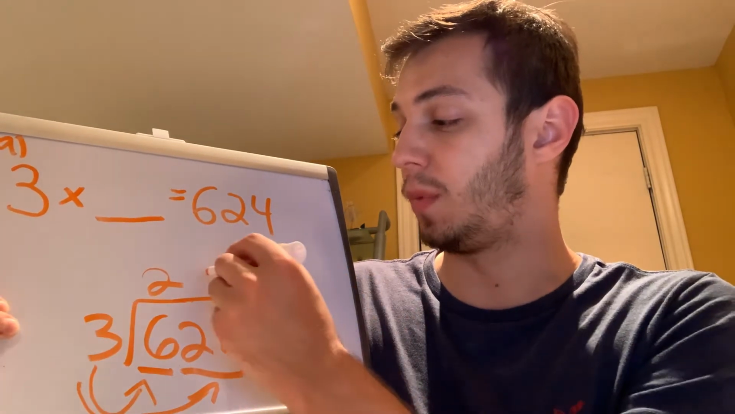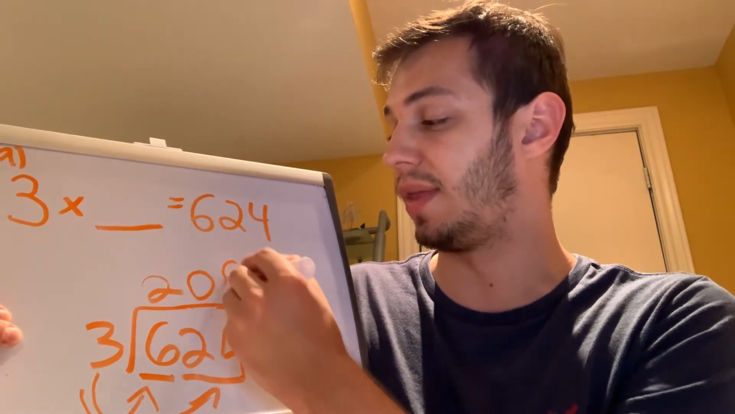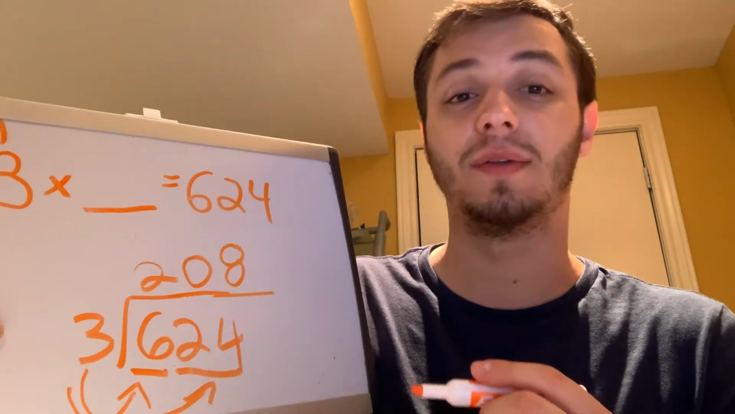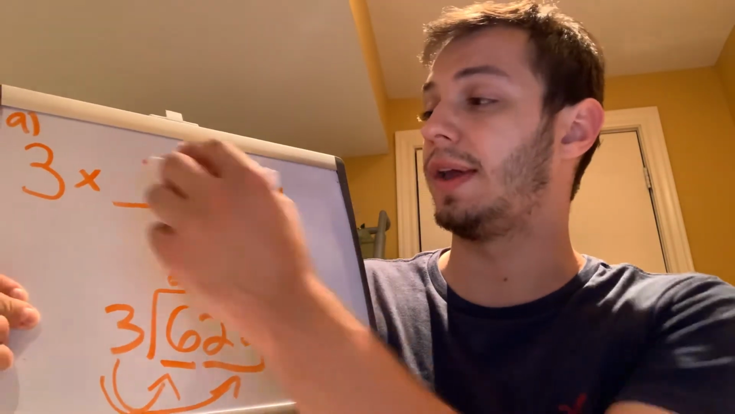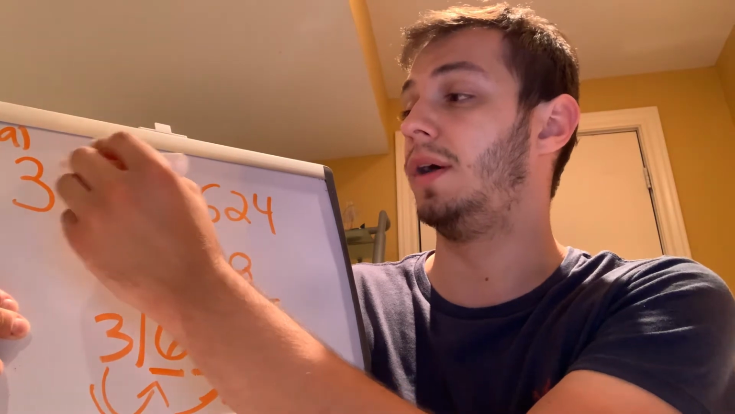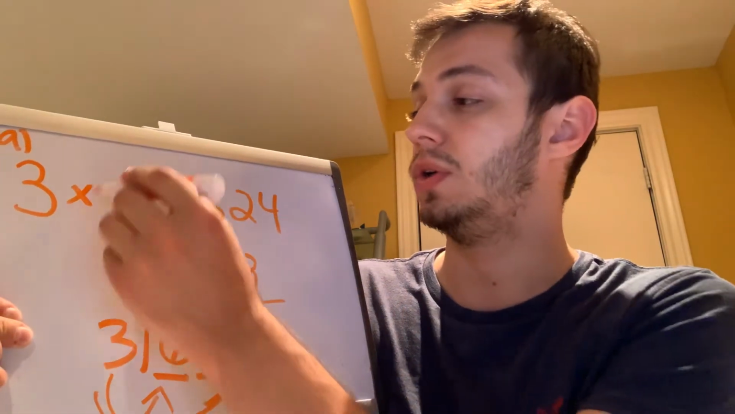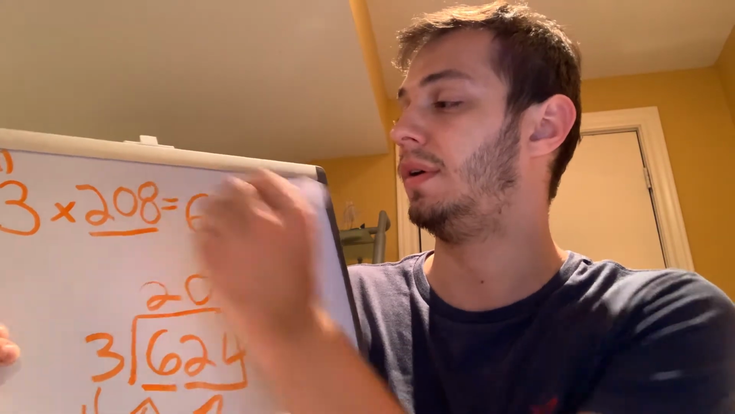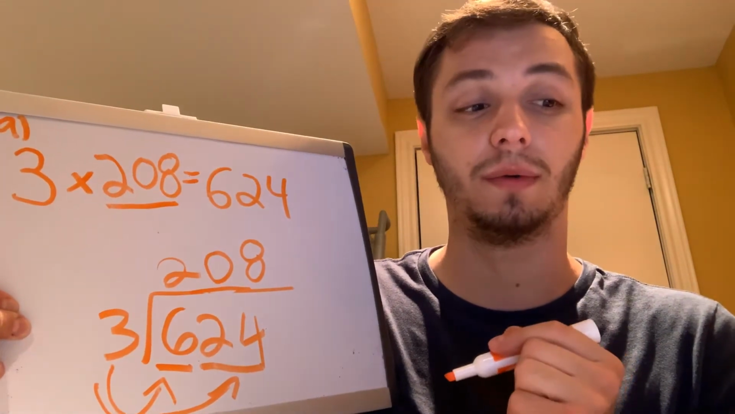So therefore, I'm going to have to put a 0 and then my 8. Right, so now we've figured out the missing number, and now I can enter it into my multiplication problem. So 3 multiplied by 208 gives us 624.